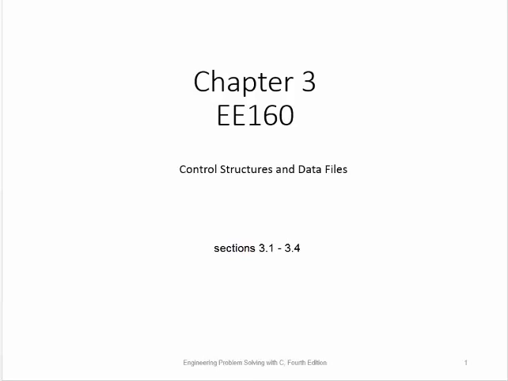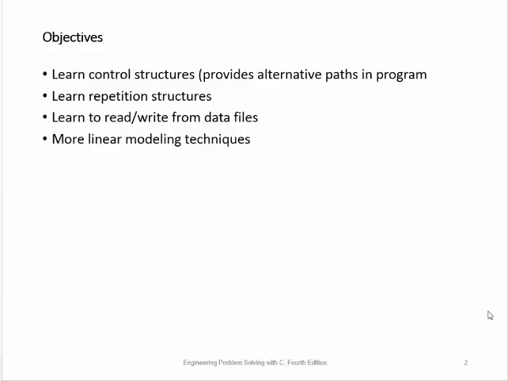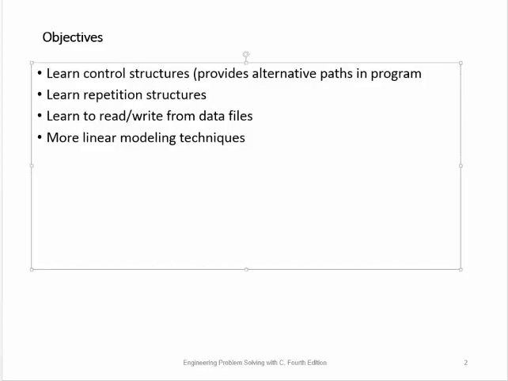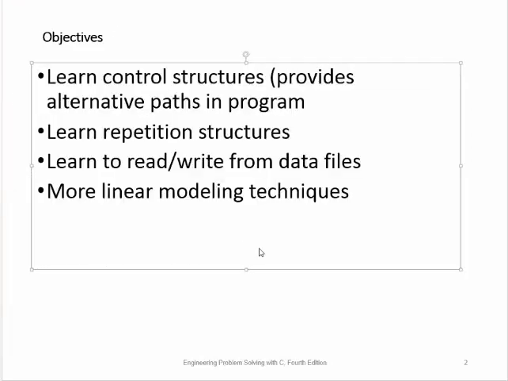Chapter 3. Okay, this chapter is control structures and data files. It's going to get much more interesting now. So the objectives for this chapter are, as stated here, we are going to learn to use control structures, and that's going to give our programs alternative paths or choices within the program. We'll learn about repetition structures.